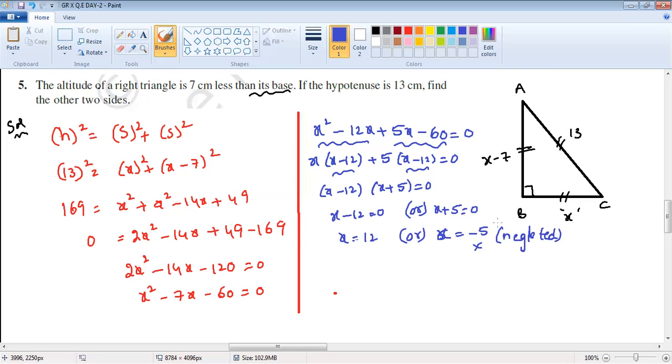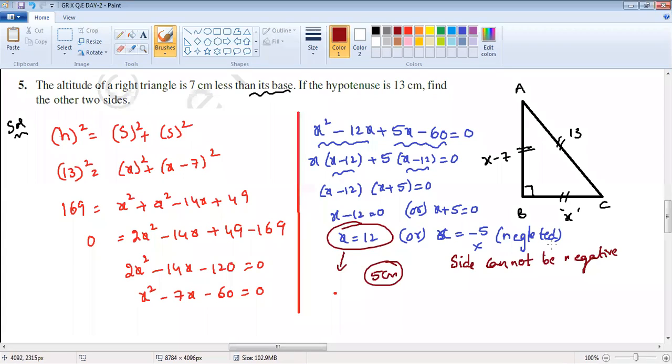Because angle will not be in minus. Not angle, this is side. So, centimeter, side. Side cannot be negative. Okay. So x is 12. What about the other side? 5 centimeter, right? Because 12 minus 7.